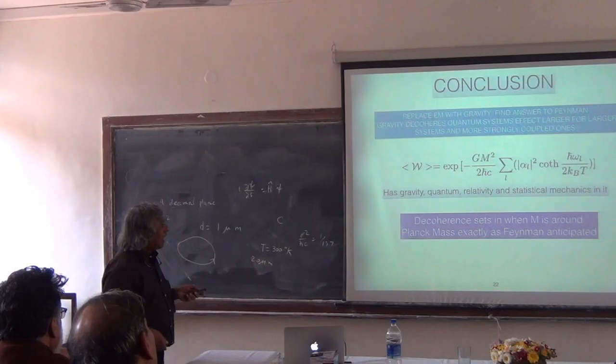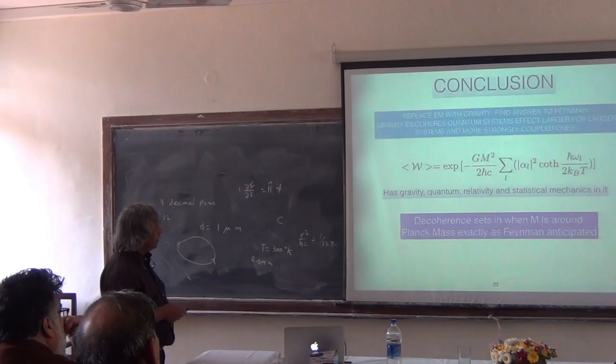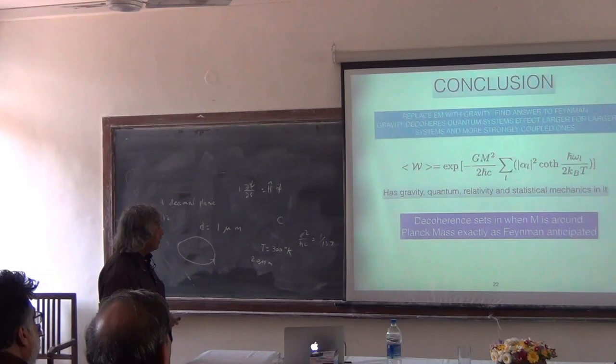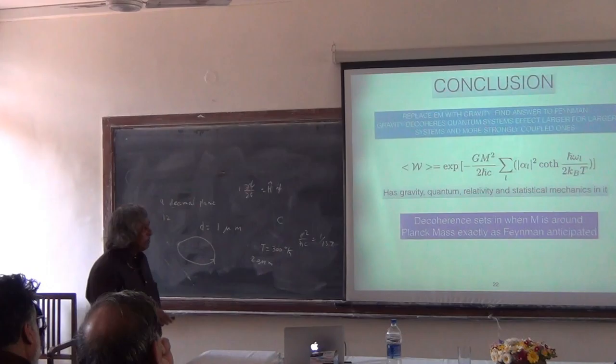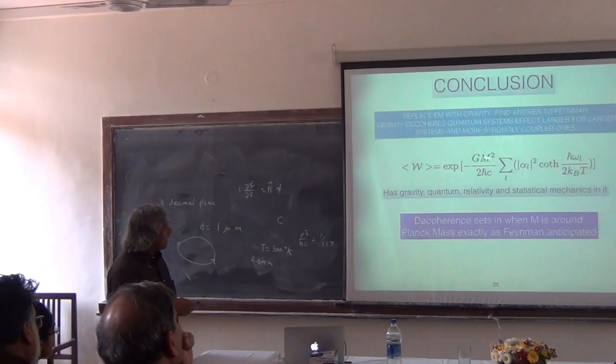I'd like to emphasize that this model uses only known physics. I've not put in anything which is different from the laws of quantum field theory. And suppose you replace electromagnetism with gravity, you find the answer. So all I've done here is to replace e squared by G m squared, dimensionally, over h bar c. And you find that this is the formula for the loss of coherence for a massive particle.